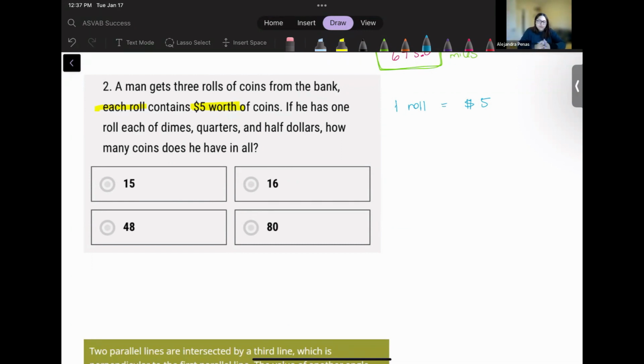So first we're going to figure out how many dimes, then how many quarters, then how many half dollars, and then we just have to add everything together. So we need to figure out the number of dimes, the number of quarters, and we're going to have the half dollars.